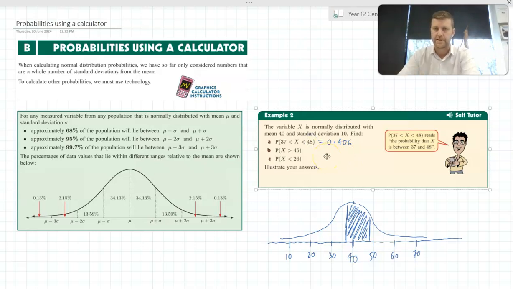Okay, so if you have two boundaries, a lower and an upper, you can just pop those in and go from there. It's a little bit different if you have no lower or no upper boundaries. So the process will look like this.